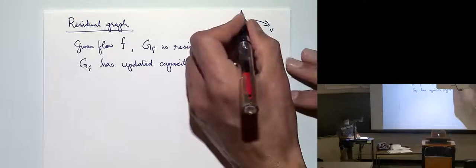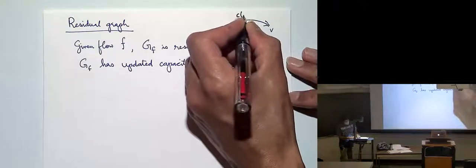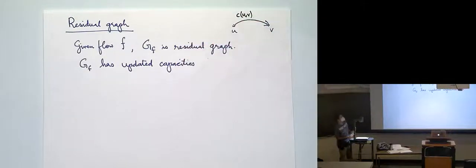So initially, you had a capacity of c_uv. Now suppose you sent f_uv flow through it already. How much flow do you have left to send? What happens to the capacity of that? How much capacity is left?